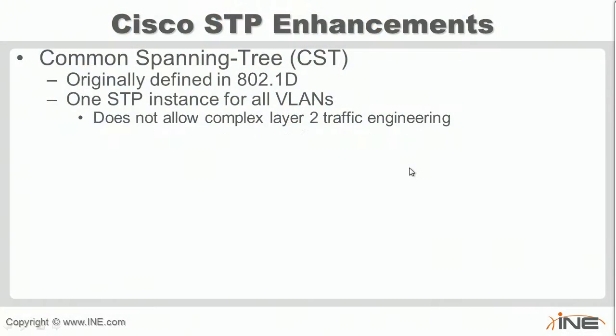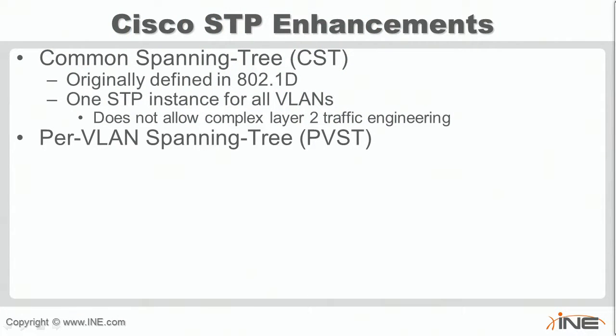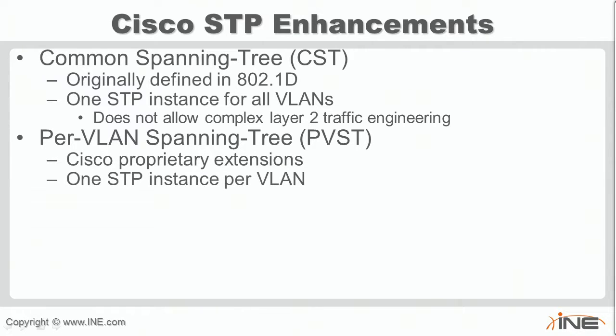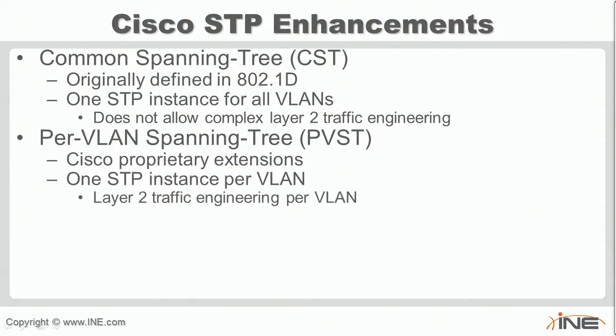And this is what Cisco's first extension of spanning tree was, which is called per VLAN spanning tree, or PVST. It was a Cisco proprietary extension that says you're going to run multiple copies of the process, multiple copies of spanning tree, or multiple instances, and you do this on a per VLAN basis. The idea behind this is that you can do traffic engineering, or you can change the path selection on a per VLAN basis.